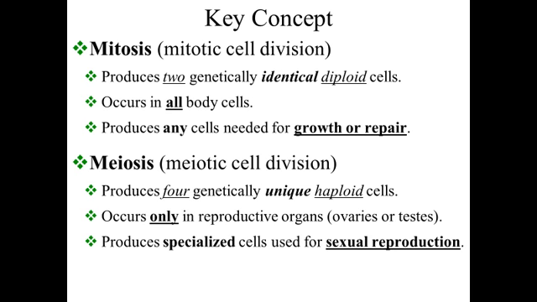And these produce specialized cells. These are only cells that are used in reproduction. Okay, unlike mitosis, which occurs in all of our cells, meiosis only occurs in ovaries and testes, and they only produce these specialized sex cells or specialized gametes.